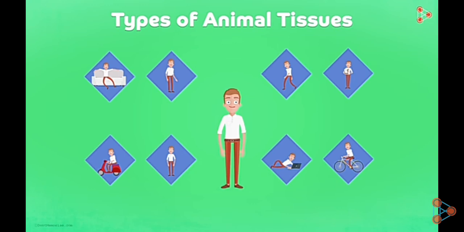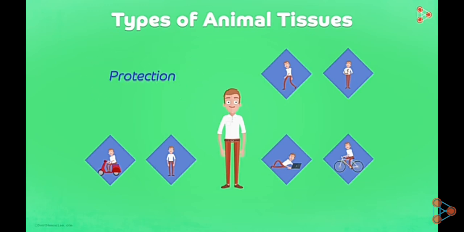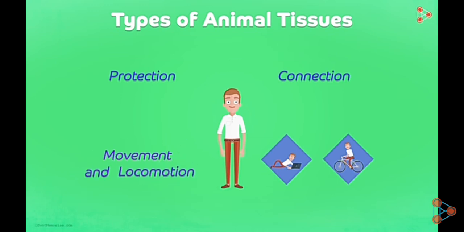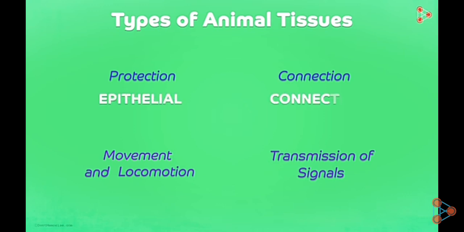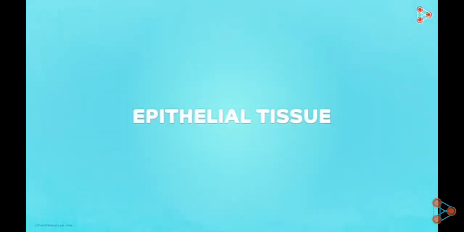For simplicity, we would prefer dividing all the animal tissues into 4 major categories depending upon their functions. Firstly, we have the one for protection, then another for connection, followed by movement and locomotion, and lastly for transmission of signals for quick and efficient work. Based on this, we get the 4 major types of tissues as epithelial, connective, muscular, and nervous. So in this video, let's begin with the first type, that is the epithelial tissue.